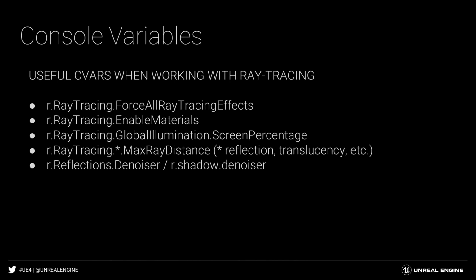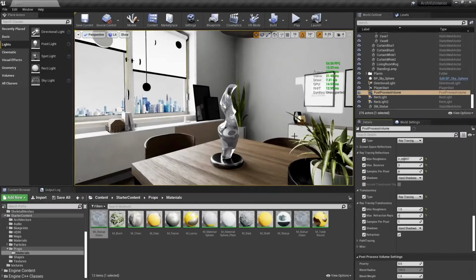Now, we did look at console variables today a little bit. There are some other options that you have available to you to help you with your performance. I've listed a few good ones here. Some of them are good for modifying your performance, and some of them are just good for debugging. So for instance, we already looked at r.raytracing.enable materials. We can also enable and disable all ray tracing effects entirely using the second one here, and that's going to be r.raytracing.force all ray tracing effects. Let's jump into the scene and have a look at that.